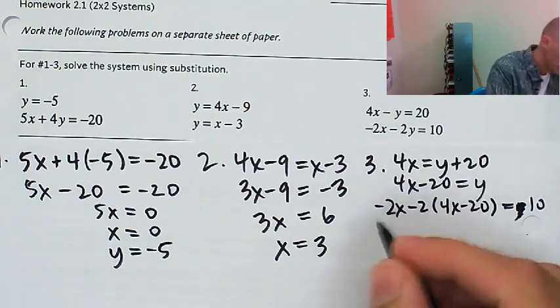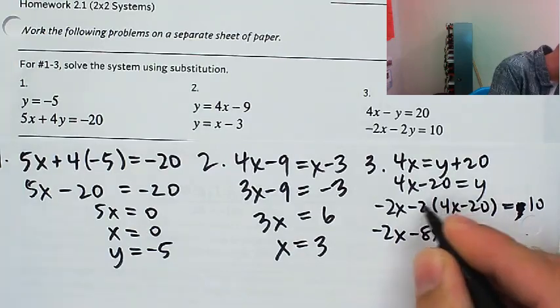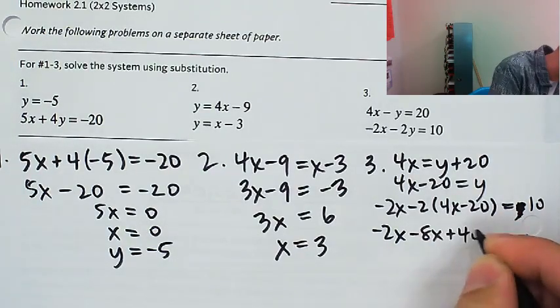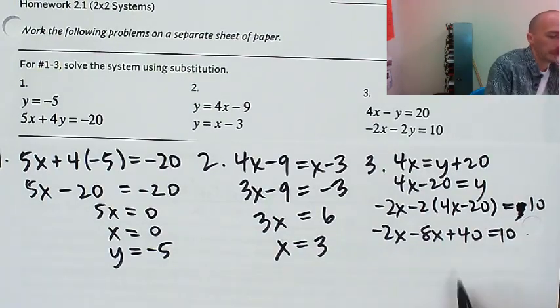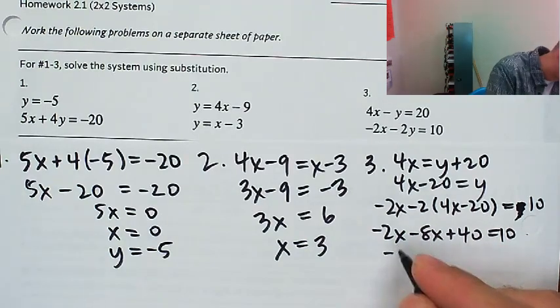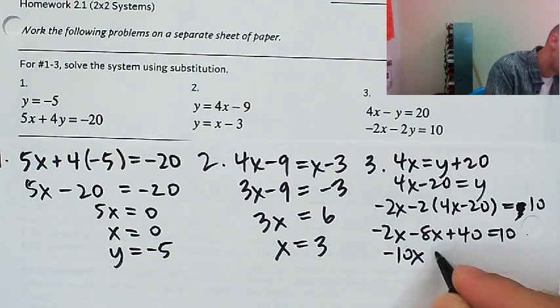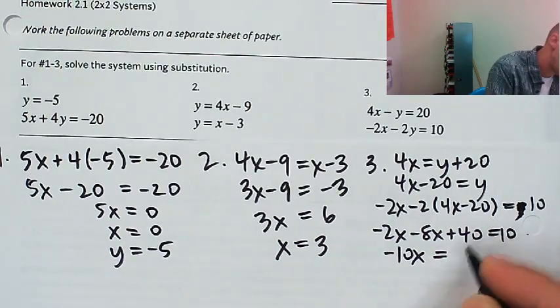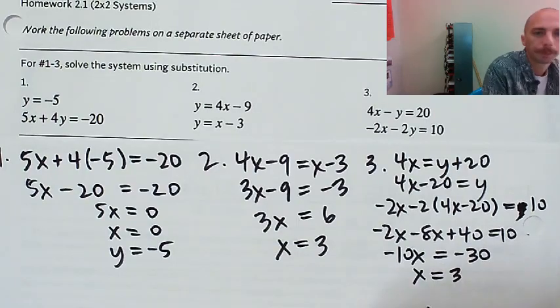Now I'm going to distribute. I'll have -2x minus 8x plus 40, because -2 times -20 would be positive 40. That'll be 10. When I subtract these, I'll have -2 minus 8. That's going to be -10x. I'll subtract 40 from both sides, and I'll have 10 minus 40 is -30. So it looks like x needs to equal 3.